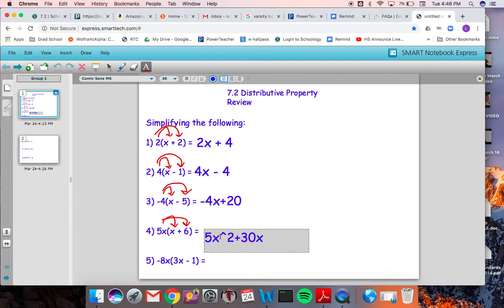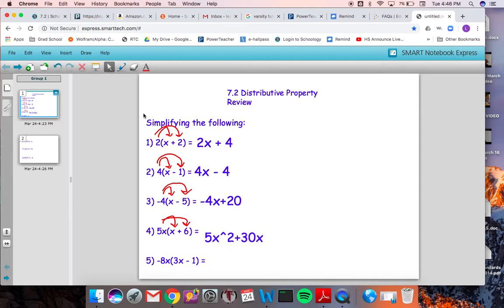This little caret thingy is how you do the, that means raise it to a power, so that means squared. If you need to raise it to the third, you would put a little caret and then a 3. All right, so that says 5x squared plus 30x.